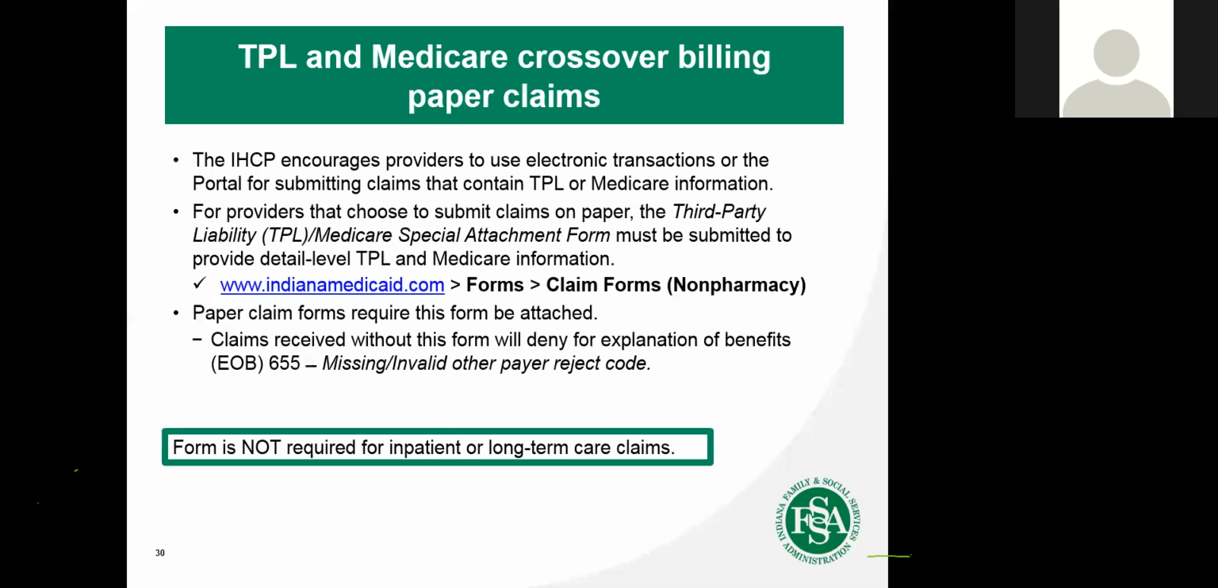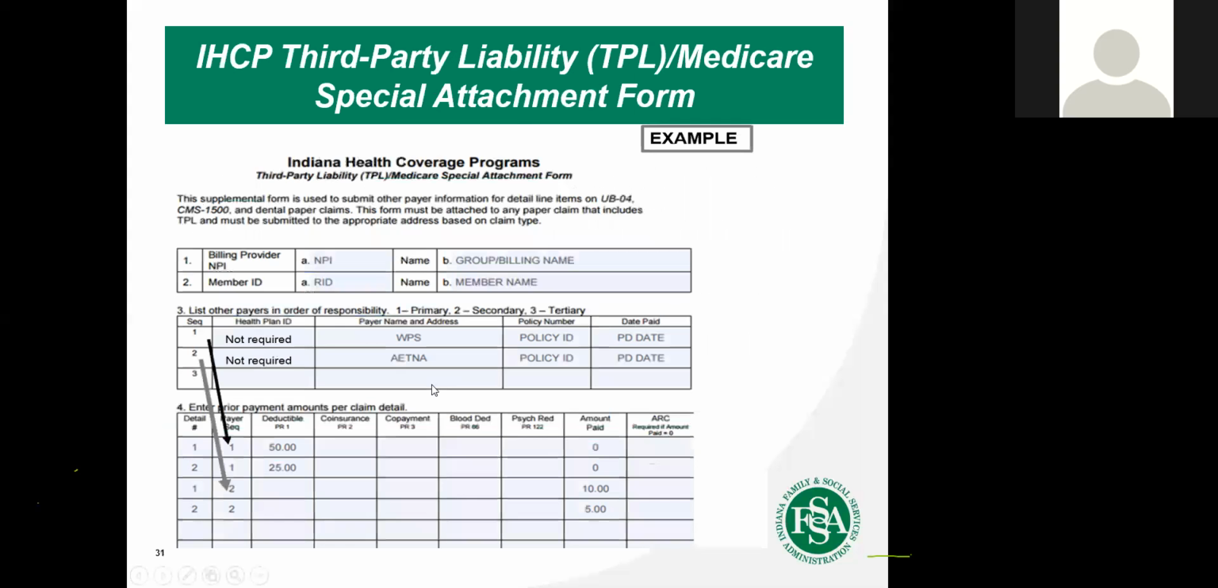You will have to use the TPL Special Attachment Claim Form if you're submitting TPL with detail level payments. And that form can be found at the IndianaMedicaid.com website under the Forms menu. When you get to the Forms menu in the middle, you're going to go to Claim Forms Non-Pharmacy, and in that section you'll find this particular attachment sheet. And below the sheet itself, there's another link that gives you instructions. The form isn't required for inpatient or long-term care, but that doesn't affect you guys.